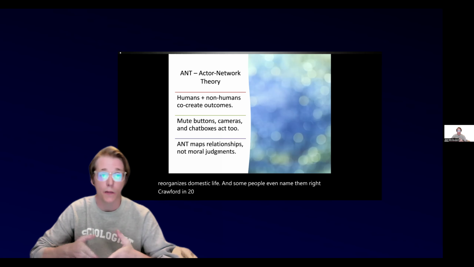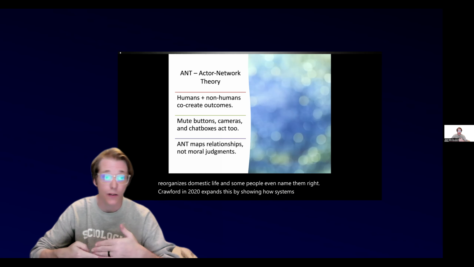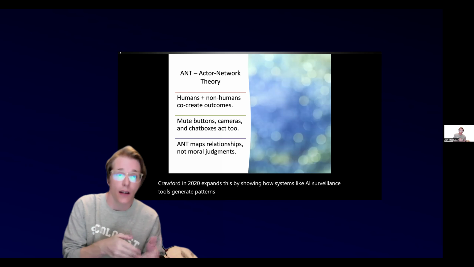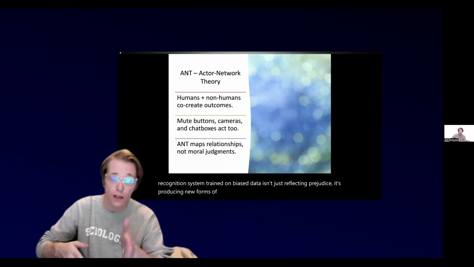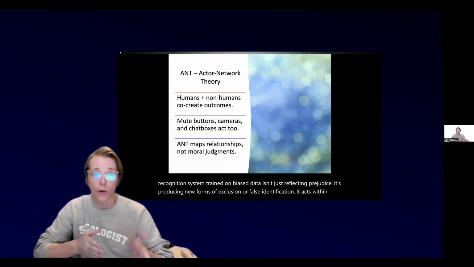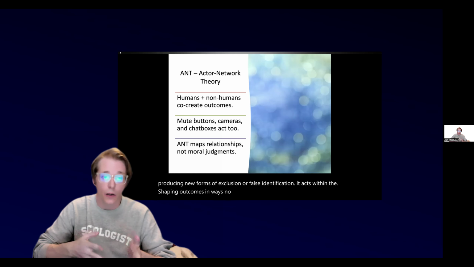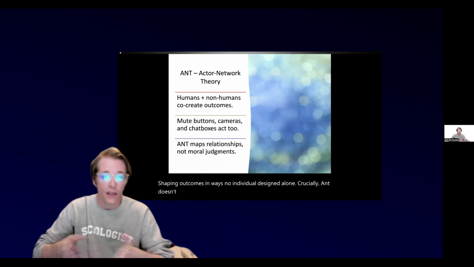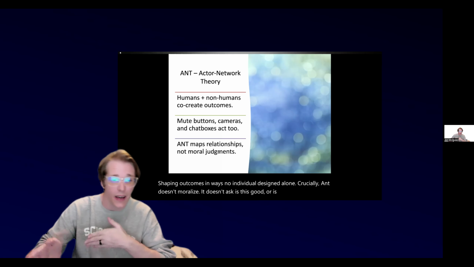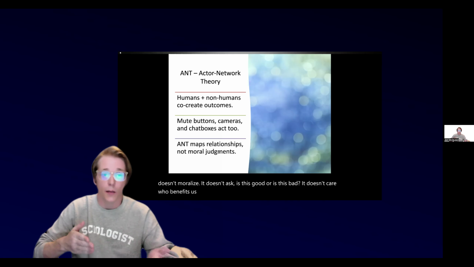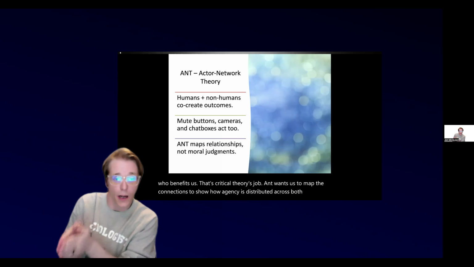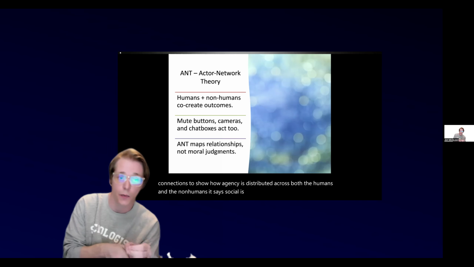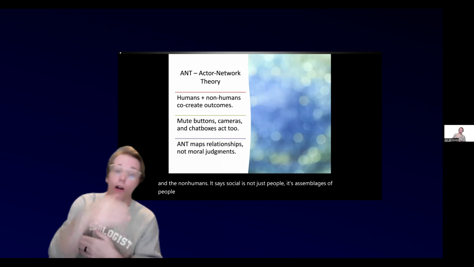Crawford in 2020 expands this by showing how systems like AI surveillance tools generate patterns of action, even unintended ones. A facial recognition system trained on biased data isn't just reflecting prejudice, it's producing new forms of exclusion or false identification. It acts within the network, shaping outcomes in ways no individual designed alone. Crucially, ANT doesn't moralize. It doesn't ask, is this good or is this bad? It doesn't care who benefits. That's critical theory's job. ANT wants us to map the connections, to show how agency is distributed across both the humans and the non-humans. It says the social is not just people. It's assemblages of people and things all acting together.